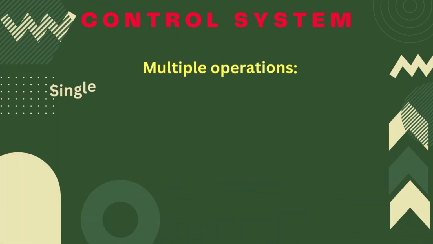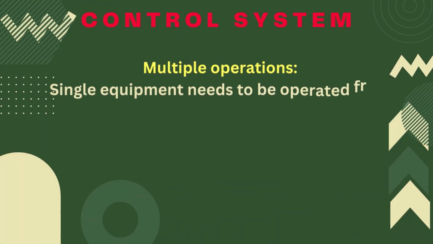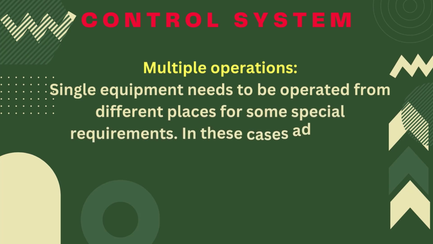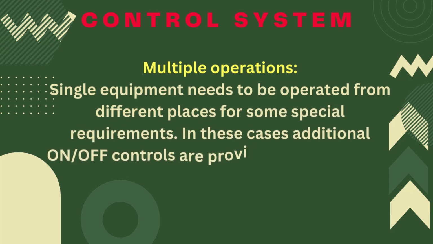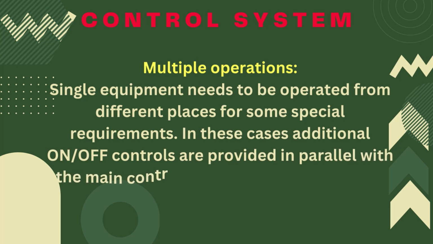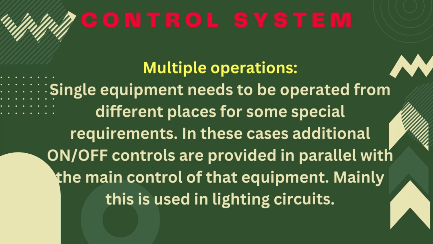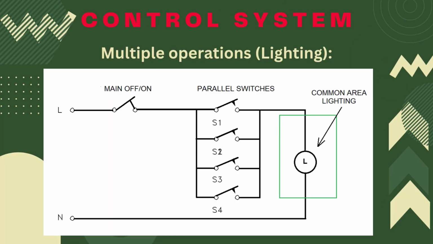Multiple operations. Single equipment needs to be operated from different places for some special requirements. In these cases, additional on/off controls are provided in parallel with the main control of that equipment. Mainly this method is used in lighting circuits. Sample drawing of multiple operations for lighting given for reference. Single-way switches are provided to operate the lamp from different places.